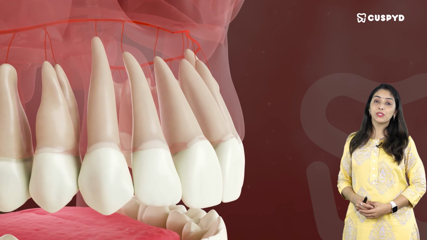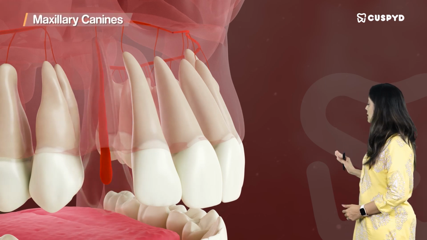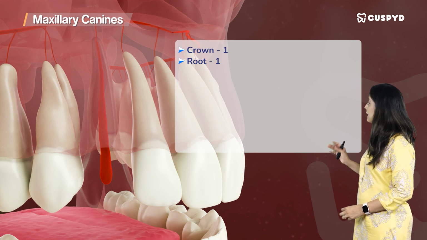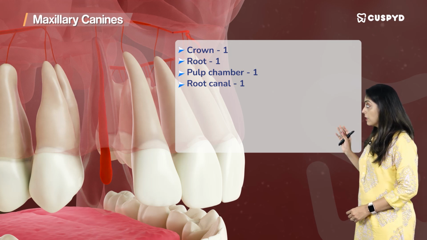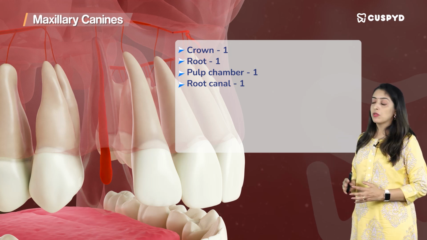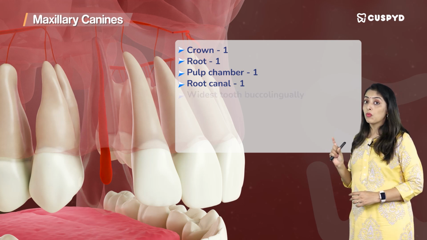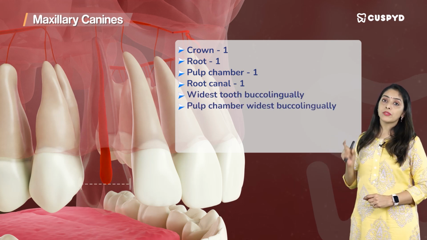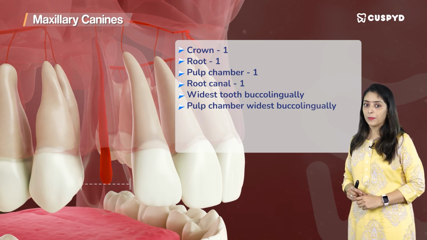So, moving ahead with the pulpal morphology of the maxillary canine. The maxillary canine also has one crown and one root. So, similarly, it has one pulp chamber and one root canal. The difference between the pulp chamber of a canine and an incisor is that the canine is the widest tooth buccolingually. So, the pulp chamber also becomes the widest buccolingually amongst the central, lateral and canine.